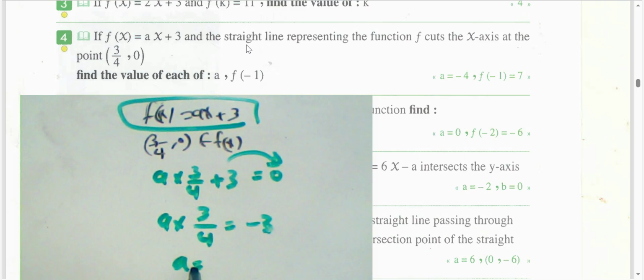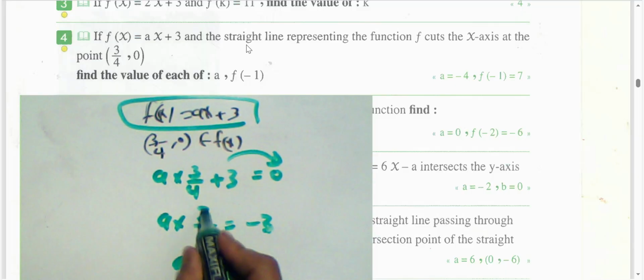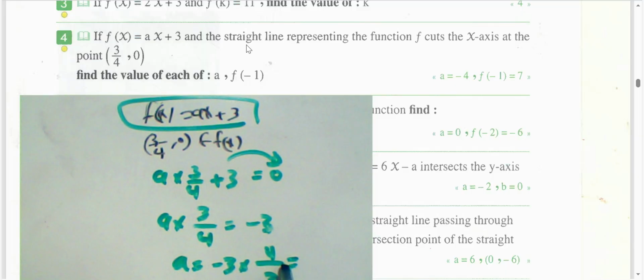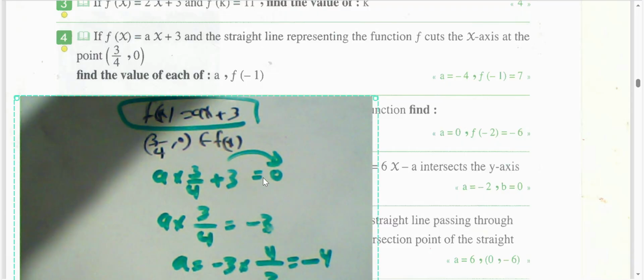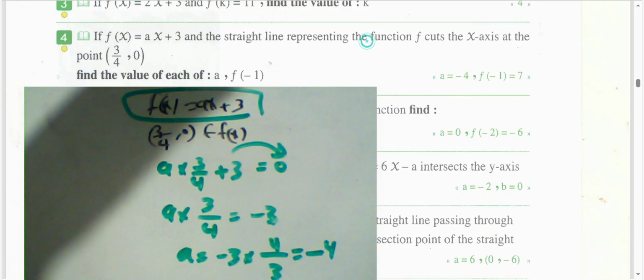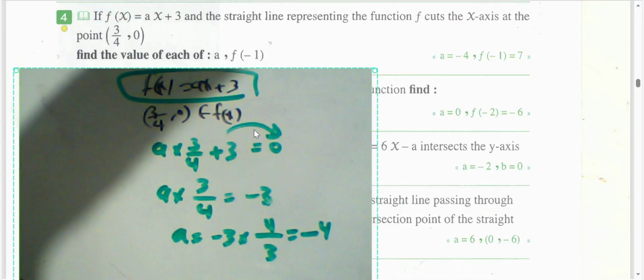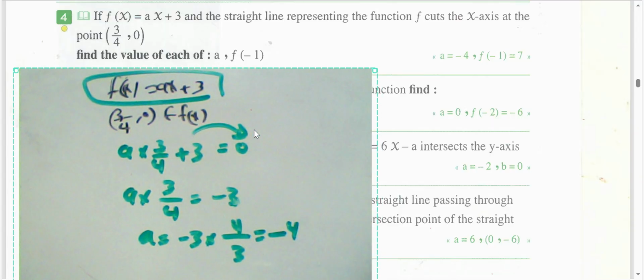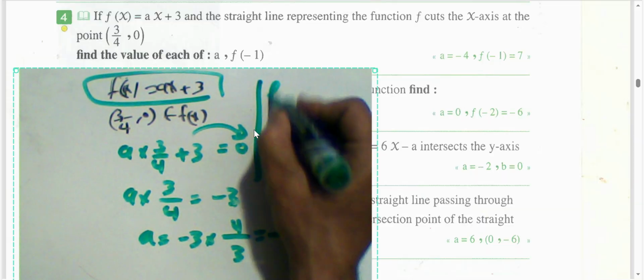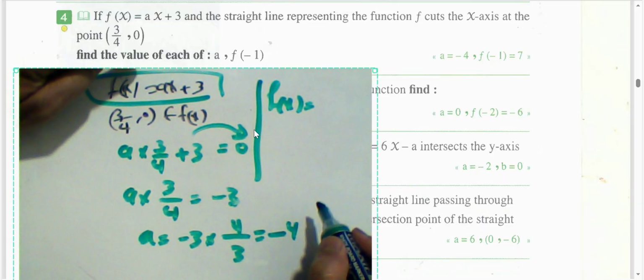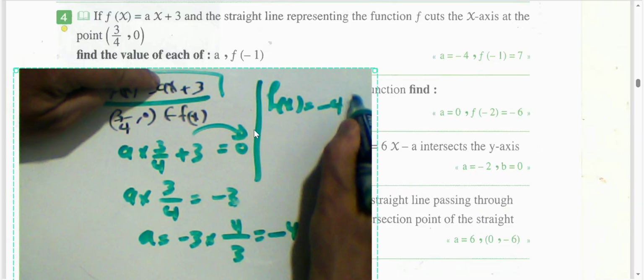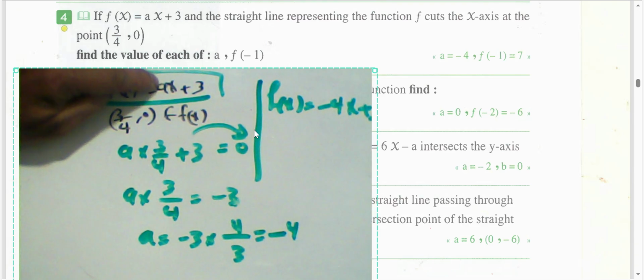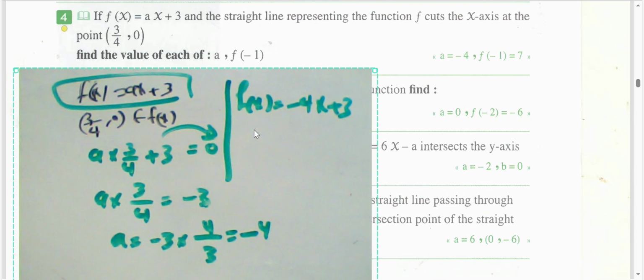The value of a equal negative 3 product by reciprocal of 3 over 4, it will be 4 over 3. 3 divided by 3 equal 1. Negative 1 times 4 is negative 4. Then the value of a will be negative 4. Now he asked about f of negative 1. Okay, we found now the function will be what? F of x will be equal negative 4x plus 3, because the value of a was negative 4.